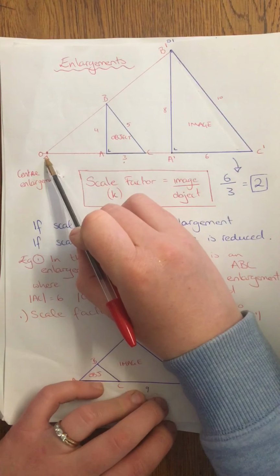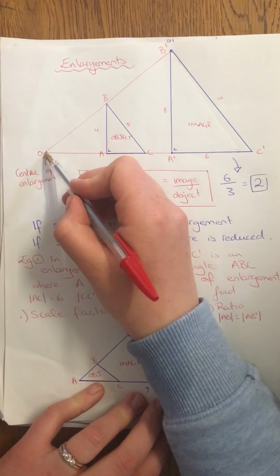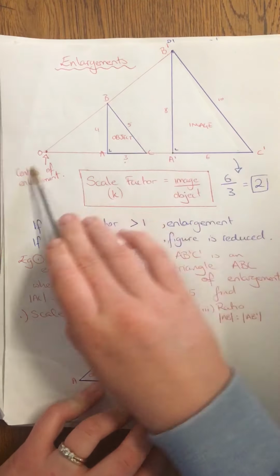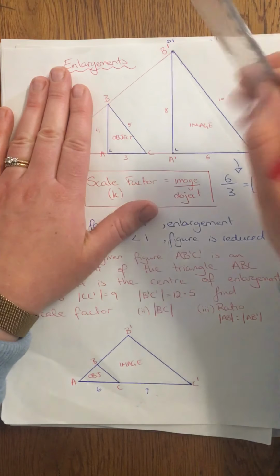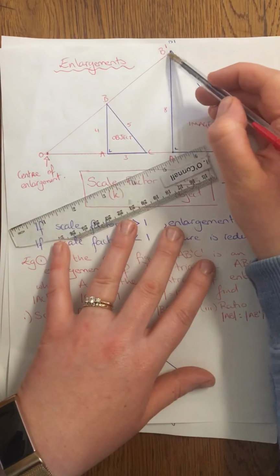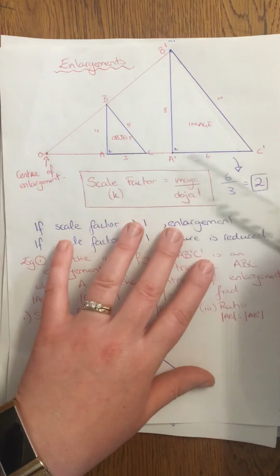This is called the center of the enlargement. If you were in the cinema, it's like the projector. This is where you're projecting them out from. If that actually wasn't there, the way that you would find it is to join your B dash and your B together, and where it crosses the other line.